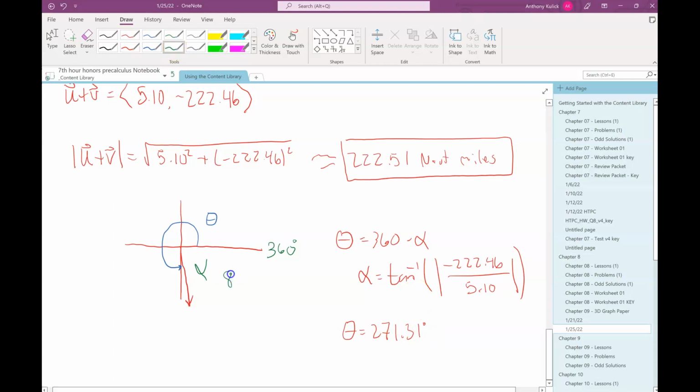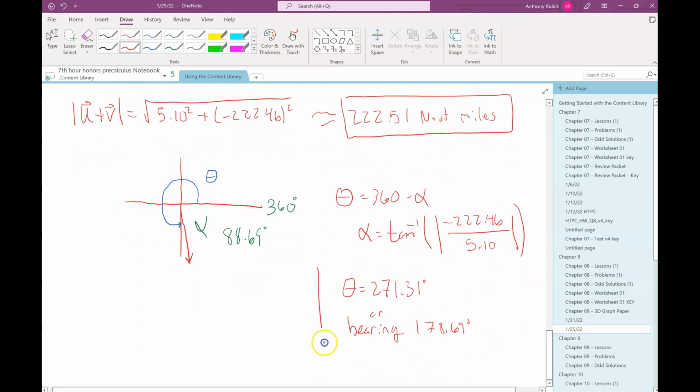Note that that would imply this piece was 89.69, and I don't remember if we wanted a direction or if we wanted a bearing in the directions, but I included both the direction and the bearing in the problem.